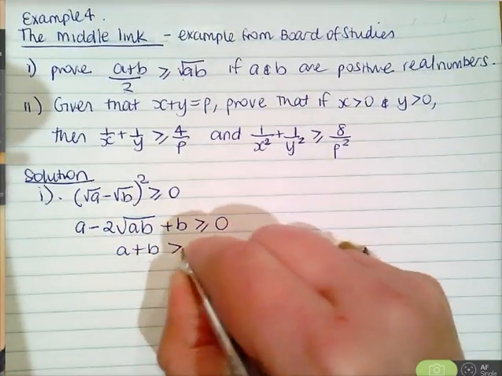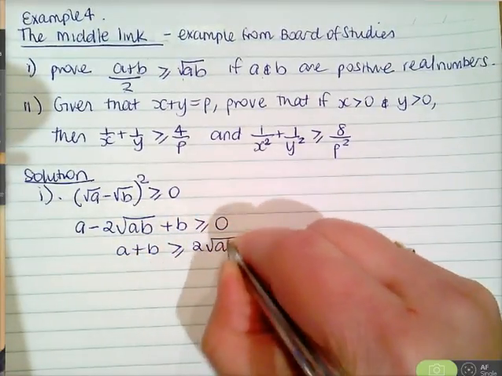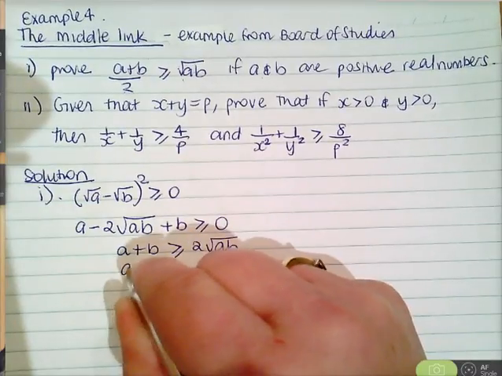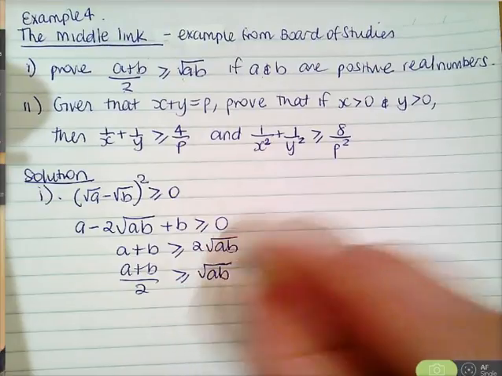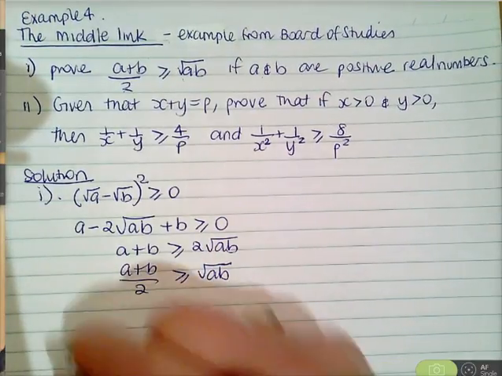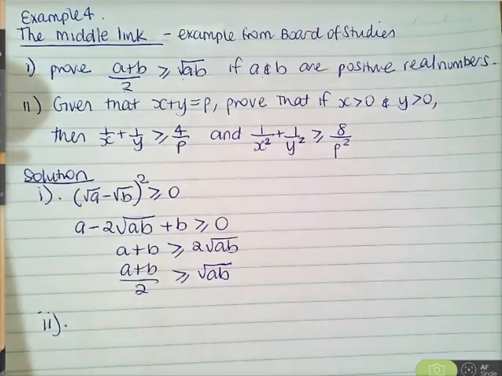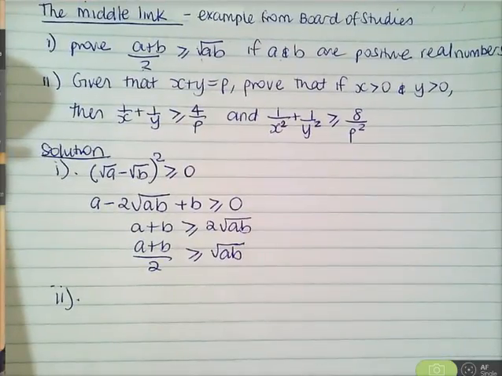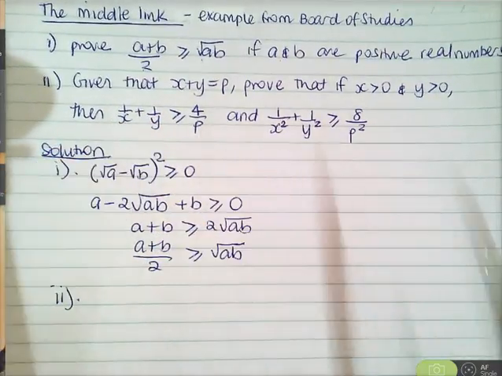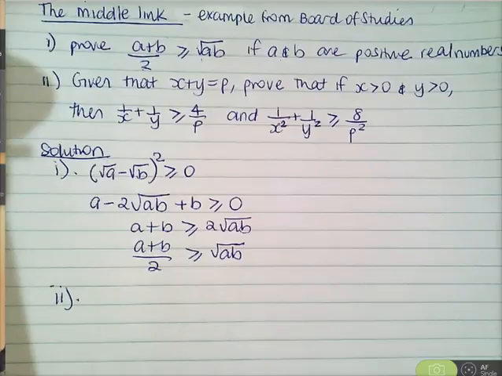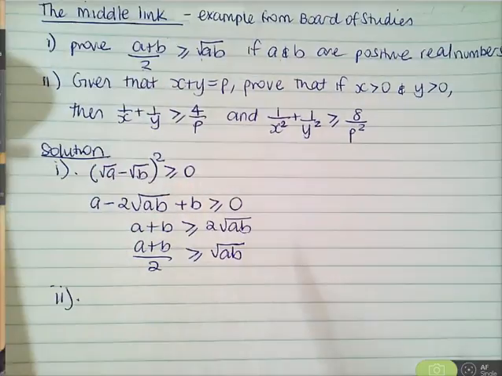So therefore A plus B is greater than or equal to 2 root AB, and dividing through by 2, we get that A plus B over 2 is greater than or equal to the square root of AB. Now that's part 1. Now for part 2. Okay, here we're going to find a middle link to be able to prove that 1 over x plus 1 over y is greater than or equal to 4 over p. Okay, won't be able to do it directly. We'll have to sort of approach it from 2 different ways.